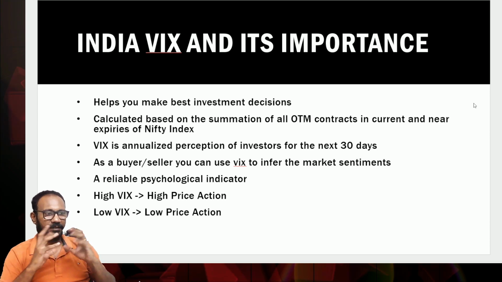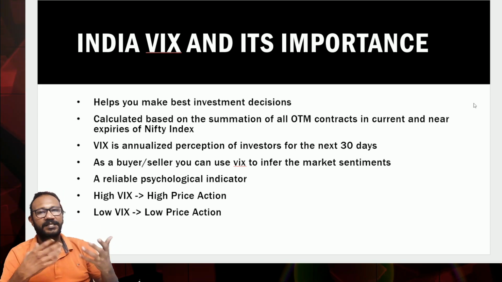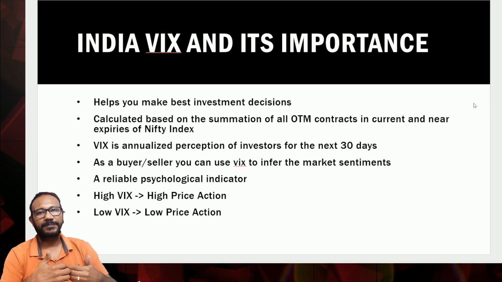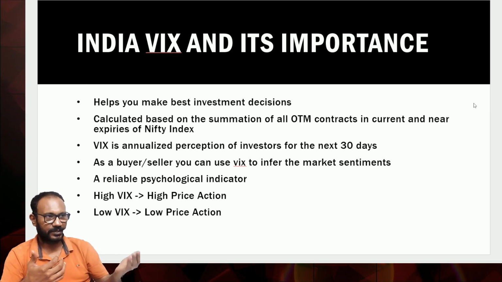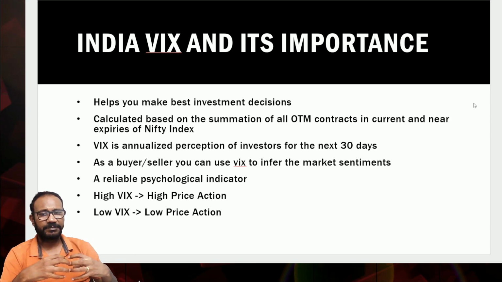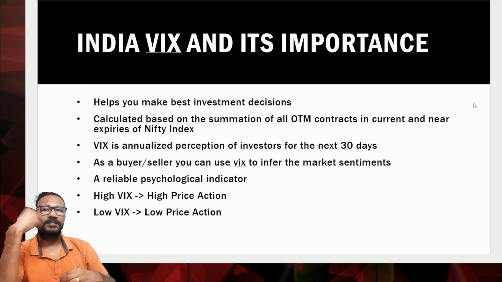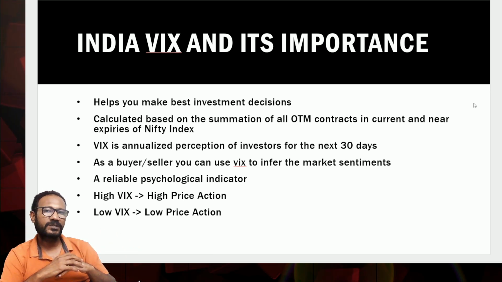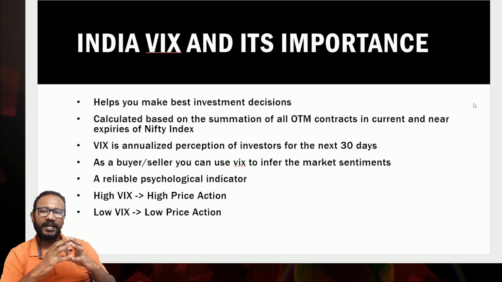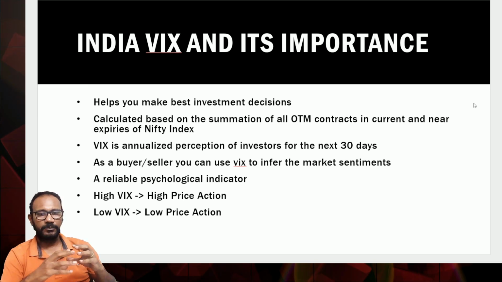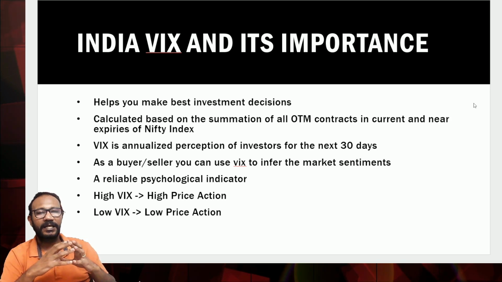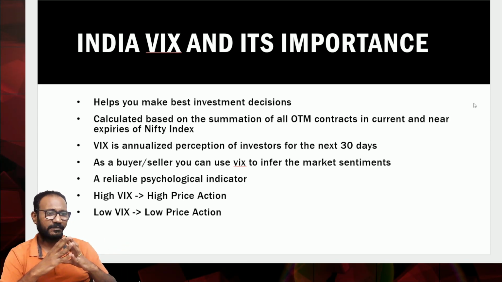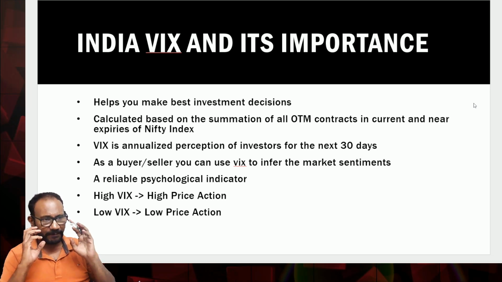So VIX is defined as the annualized perception. For example, if I say VIX is at 12, which means in this year I am expecting the index, which is our index Nifty, to move 12 percentage on the upside or 12 percentage on the downside, right? That is for the year. But can I use that information to find out how much can it move in next week? How much can it move in next month? So that is something that you can use as a range projection tool, right? And it is also a very good indicator to identify the market sentiments.